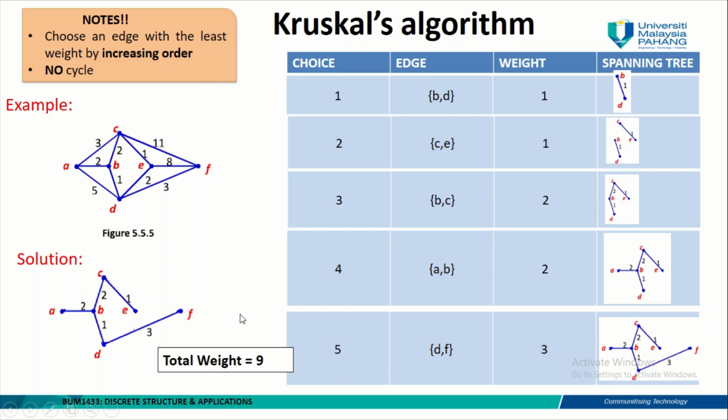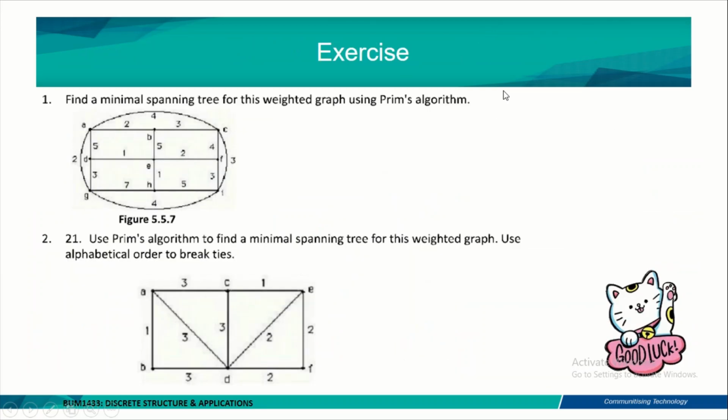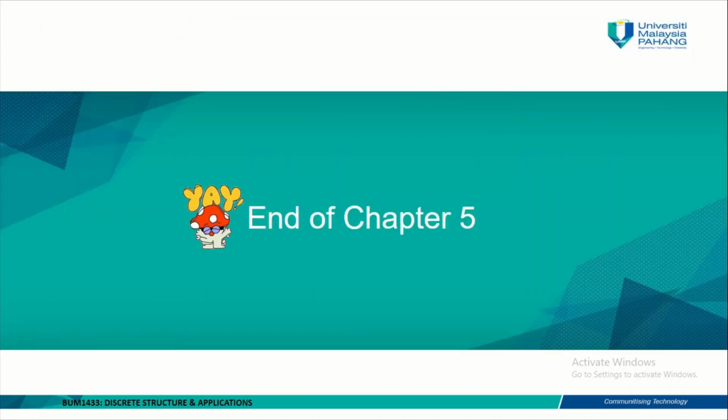So this is another example for Prim's algorithm and the Kruskal algorithm, so you can see and do it on your own. This is the example solution of the Prim algorithm and the Kruskal algorithm. Alright, so this is an exercise for the Prim algorithm and the Kruskal algorithm. So that's the end of our chapter 5.